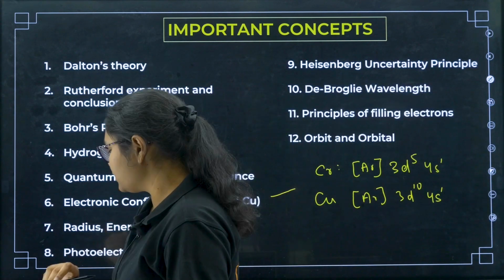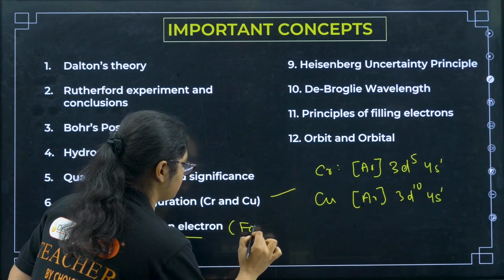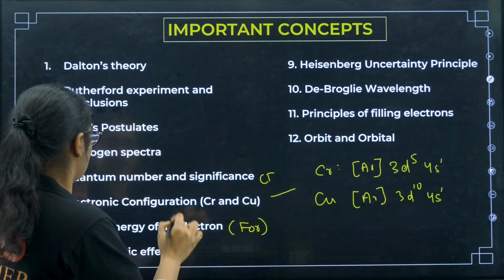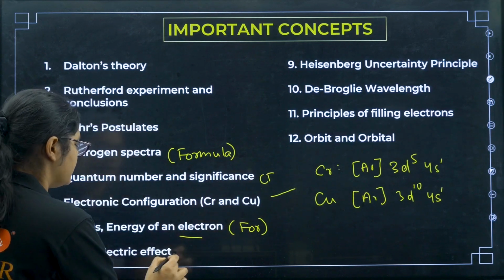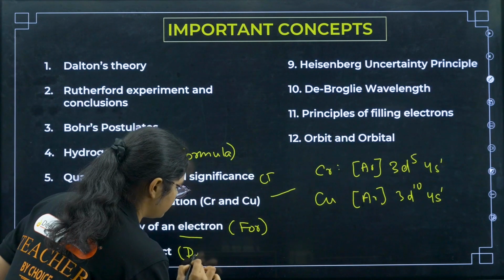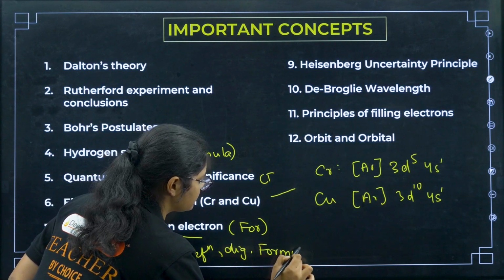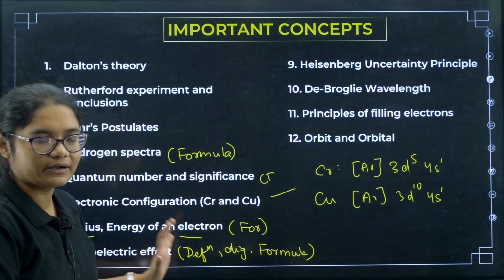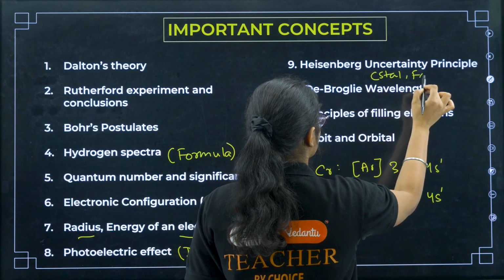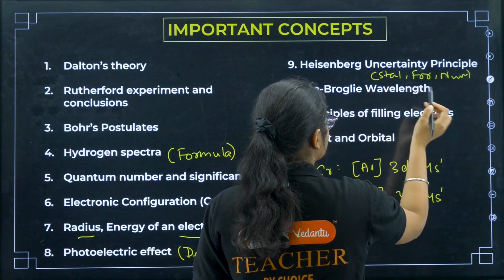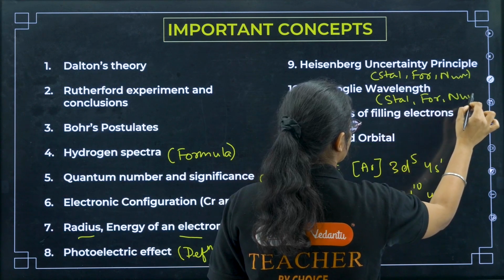Next, coming to the radius and energy of an electron. Here also you should just remember the formula. And the hydrogen spectrum, as I told you, you also have to remember the formula. We will discuss the formula in the next slide. Next, photoelectric effect: you should know its definition, diagram, plus formula. If you have learned all this, put a checklist, otherwise go and revise this topic. Next, Heisenberg uncertainty principle, both statement and formula and numerical. De Broglie wavelength, same: statement, formula and numerical.